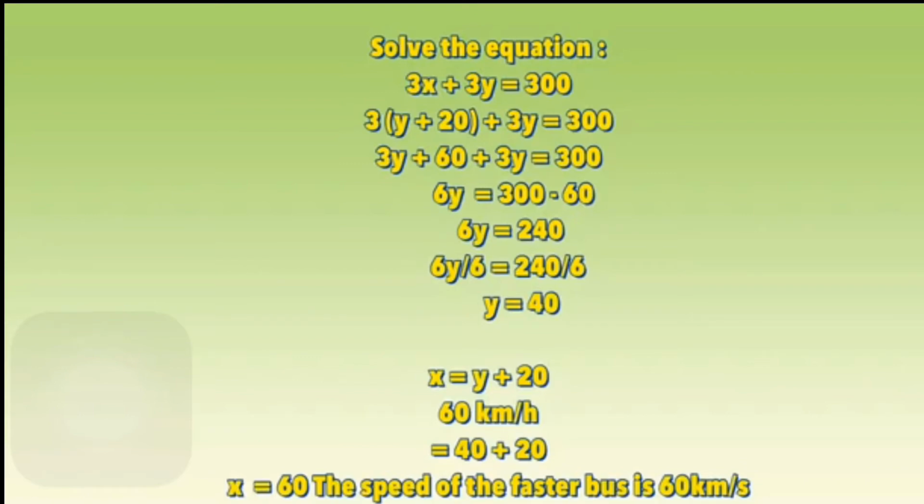Then we're going to solve for the value of x using the equation 1. x equals y plus 20, and the value for y is 40. We're going to substitute. 40 plus 20, so x now equals 60. Therefore, the speed of the faster bus is 60 kilometers per hour.